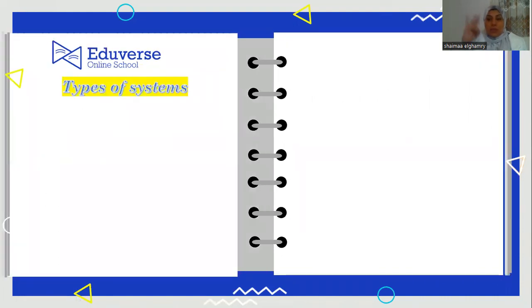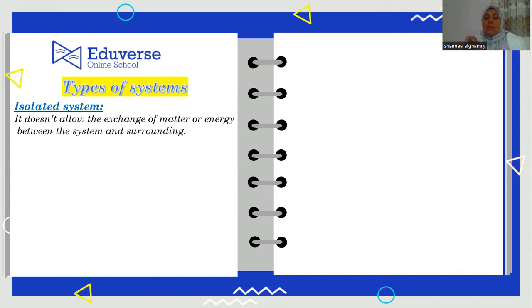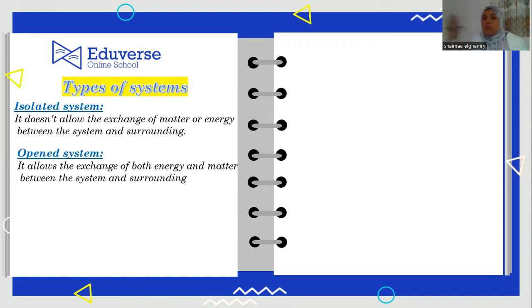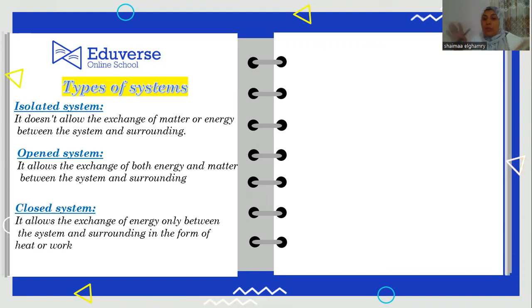We have three types of systems: the isolated system, the open system, and the closed system. The isolated system doesn't allow any change in energy or matter. The open system allows both a change in energy and matter. The closed system allows only the change in energy, but doesn't allow the change in matter.